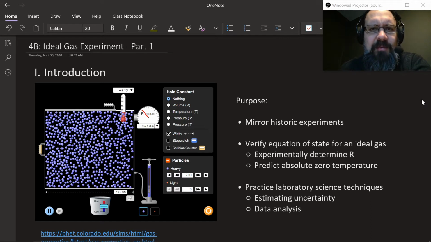So we'll be making a few restrictions on ourselves to make sure that we hold true to the historical legacy of these experiments. The other goal is that we want to verify the equation of state for an ideal gas, and we'll do that by experimentally determining the value of the gas constant and then also using our data to sort of predict or forecast a value of absolute zero. And lastly, of course, we want to practice the laboratory techniques that are standard across IB physics, such as data collection and data analysis with uncertainties and things like that.